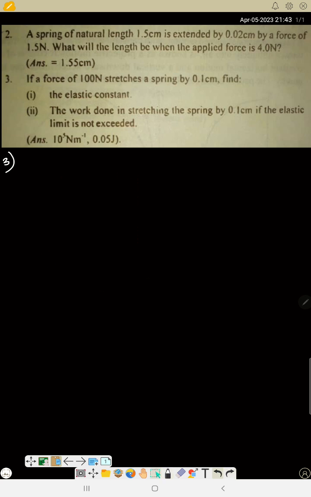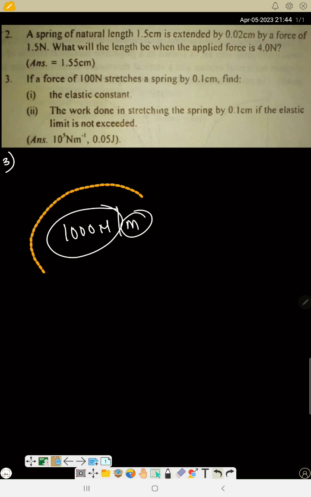It is called the stiffness of a spring. So if I have 1000 Newton per meter, that means to stretch a certain spring by 1 meter, I have to apply 1000 Newton force. So this spring is stiff. That means I will apply a large force to stretch it. So that is the meaning of your force constant.